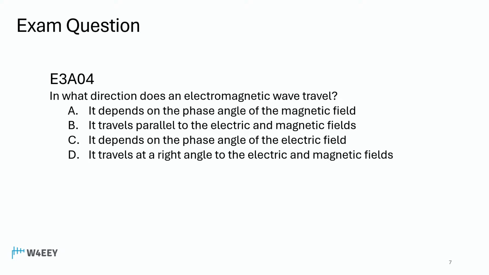Right into some poll questions. This is the easiest section tonight. So in what direction does an electromagnetic wave travel? You can unmute and give us an answer phonetically. Delta. It is delta. It travels at right angles to the electric and magnetic fields. It's going away from the antenna.